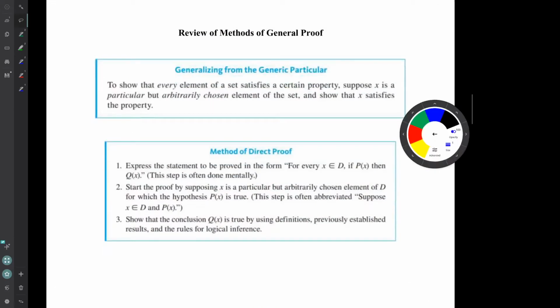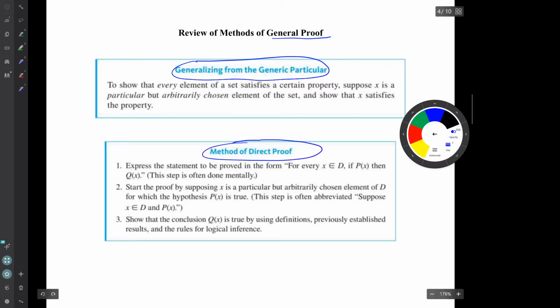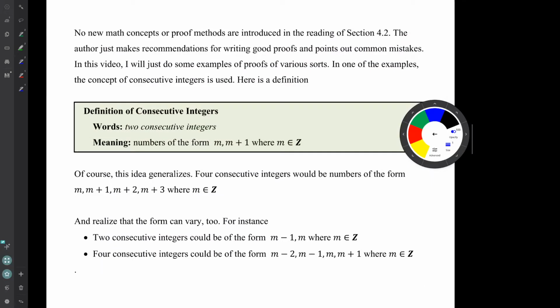But for proofs of universal statements that have domains that are infinite sets, we have to do general proofs. So generalizing from the generic particular. And if the universal statement is of a form that's a universal conditional statement, the generalizing from the generic particular becomes what's called the method of direct proof. So no new math concepts are introduced in section 4.2. The author just makes recommendations for writing proofs. I'll do various examples as well.